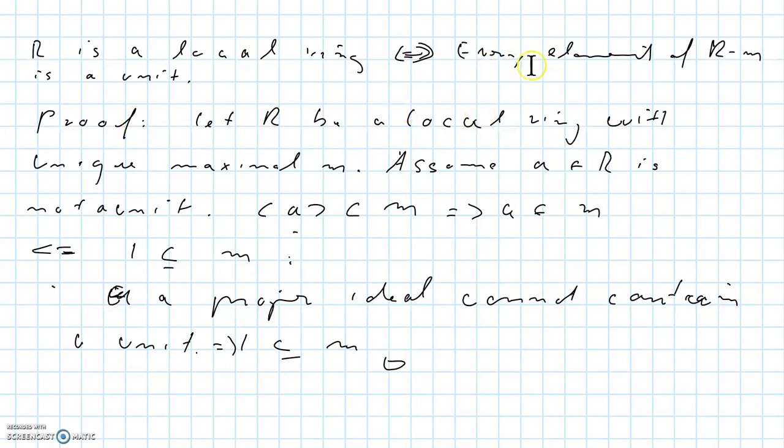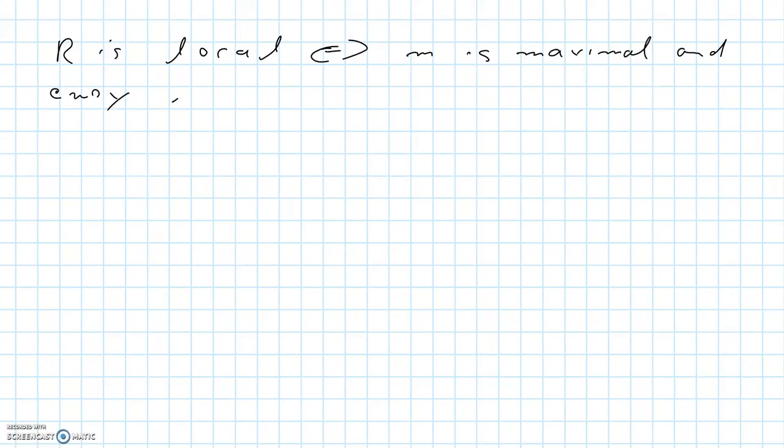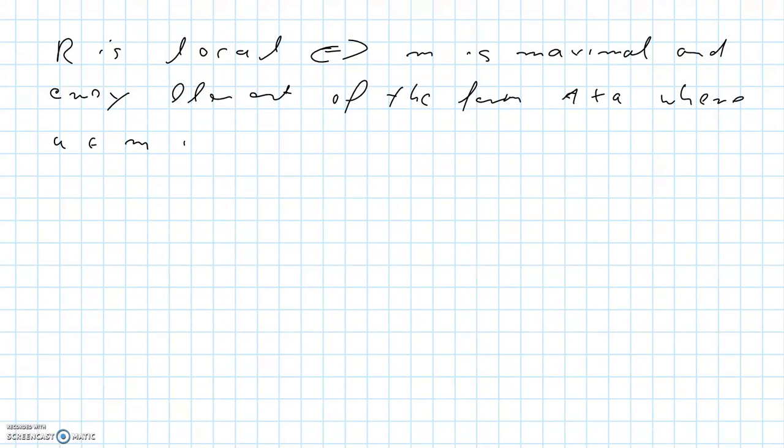So what we are going to do now in this second mini lecture is to prove yet another equivalent condition for a ring to be a local ring. And this is the following. R is local if and only if M is maximal and every element of the form 1 plus A, where A is in M, is a unit.